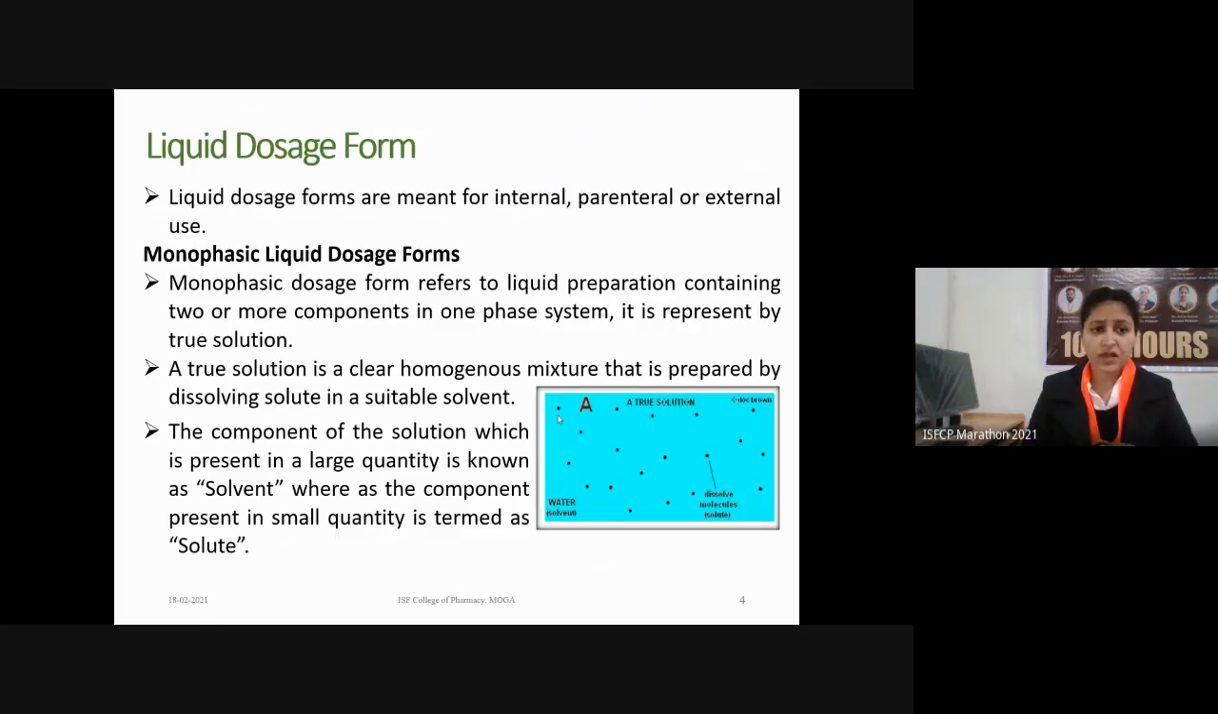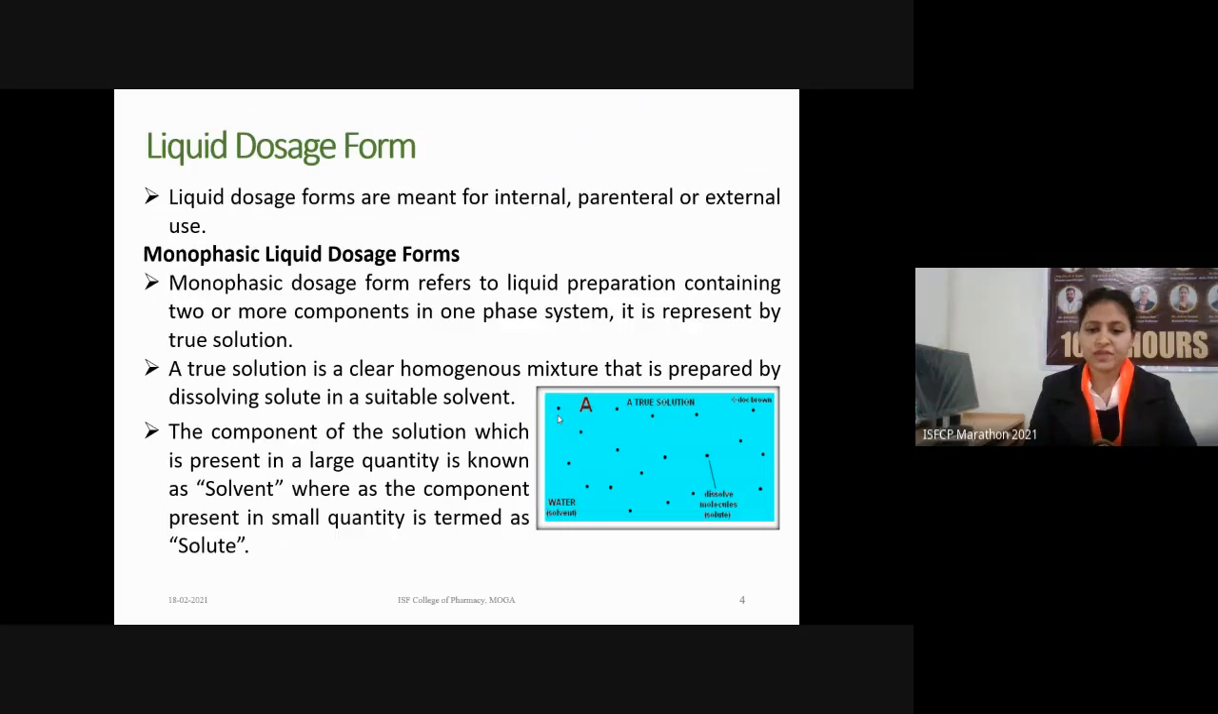The liquid dosage forms are meant for internal, parenteral, and external use. The monophasic, as the name indicates, mono means single. The substances which have a single phase are known as monophasic liquid dosage forms. Monophasic dosage form refers to liquid preparations containing two or more components in one phase system. It is represented by true solutions.